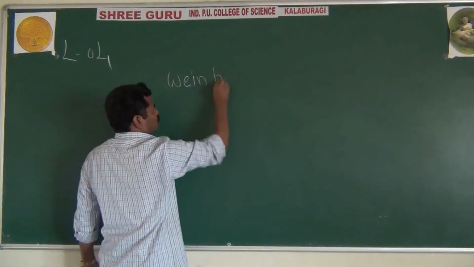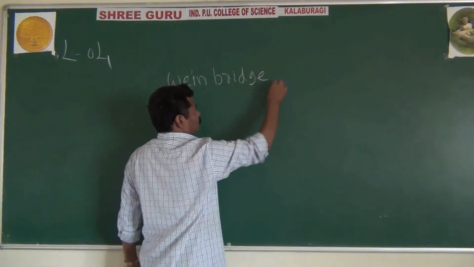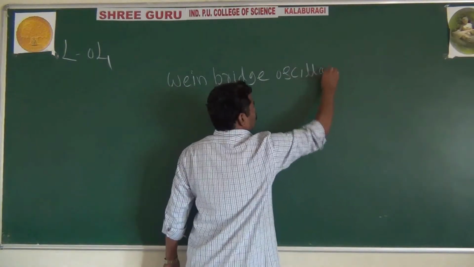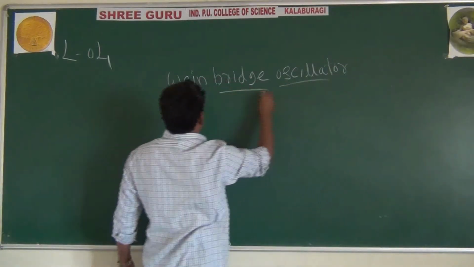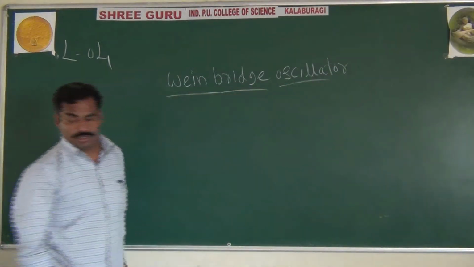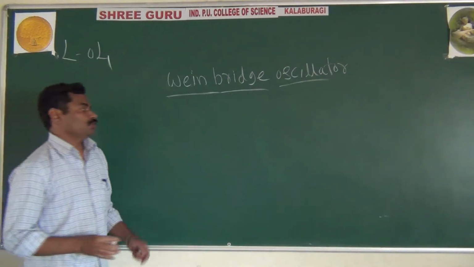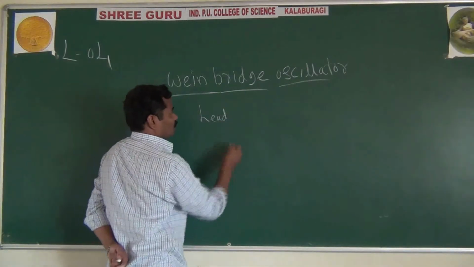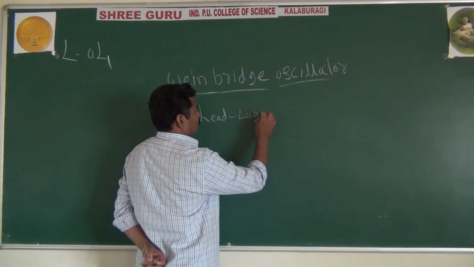Wien bridge. Wien bridge oscillator. Here is the Wien bridge oscillator. That is working on the principle of lead lag network. Lead lag network.